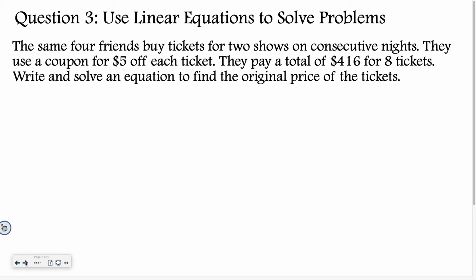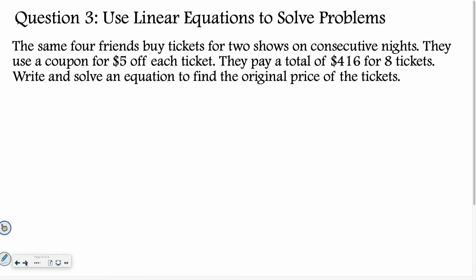Here's another question for you to try on your own. The same 4 friends buy tickets for 2 shows on consecutive nights. Fun fact, we know what consecutive means now, right? 2 nights in a row. They use a coupon for $5 off each ticket. They pay a total of $416 for 8 tickets. Write and solve an equation to find the original price of tickets. You do not need to type the equation into Edpuzzle. Just send me your final answer, okay?